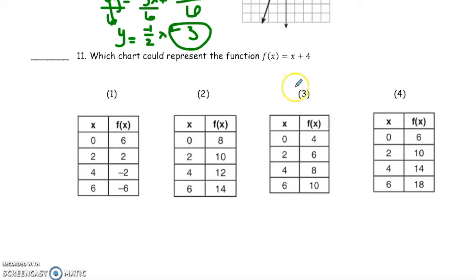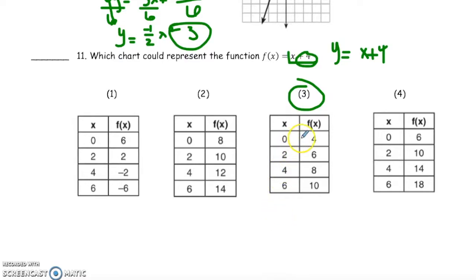Which chart could represent the function? Now, guys, all you have to do is put this in your calc. Okay? Now, the only one that matches up with a slope of 1 and a y-intercept of 4 is going to be choice 3. If you put it in the calculator, put this in the y equals, you can do y equals x plus 4, and you look at your table. Okay, which one matches up? Okay, this is the only one that matches up.